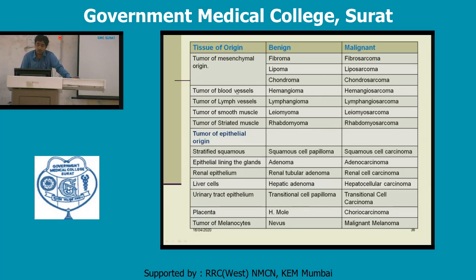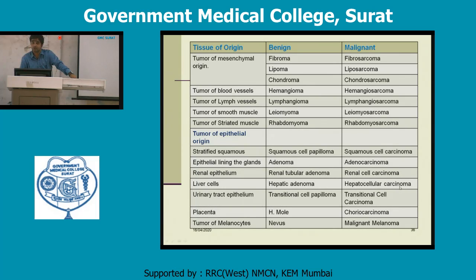For tumors of blood vessels, the benign is hemangioma and the malignant counterpart is hemangiosarcoma. Similarly, lymphatic vessels: lymphangioma, lymphangiosarcoma. Smooth muscle: leiomyoma, leiomyosarcoma. If the origin is kidney, the benign lesion is renal tubular adenoma and the malignant lesion is renal cell carcinoma. Liver cell: the benign condition is hepatic adenoma, and the malignant is hepatocellular carcinoma. Hepatocellular carcinoma is also known as hepatoma.